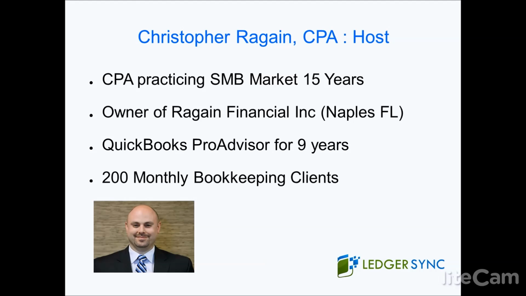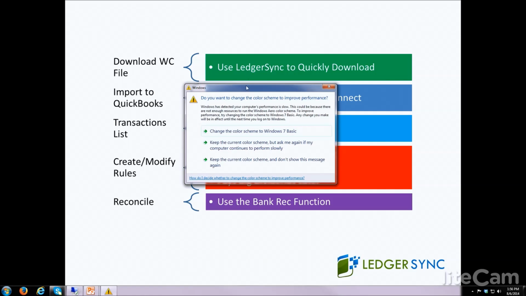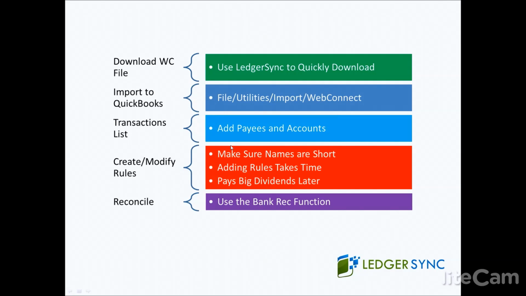Today we're going to be talking about importing into QuickBooks, and this is a quick look at what we're going to be taking you through today. Up here at the top, the first thing is we're going to be downloading the Web Connect file. This is a Web Connect file that I produced using LedgerSync. And using LedgerSync, I can create both a Web Connect file, which is also known as a QBO file, and an Excel spreadsheet. I can do several things.